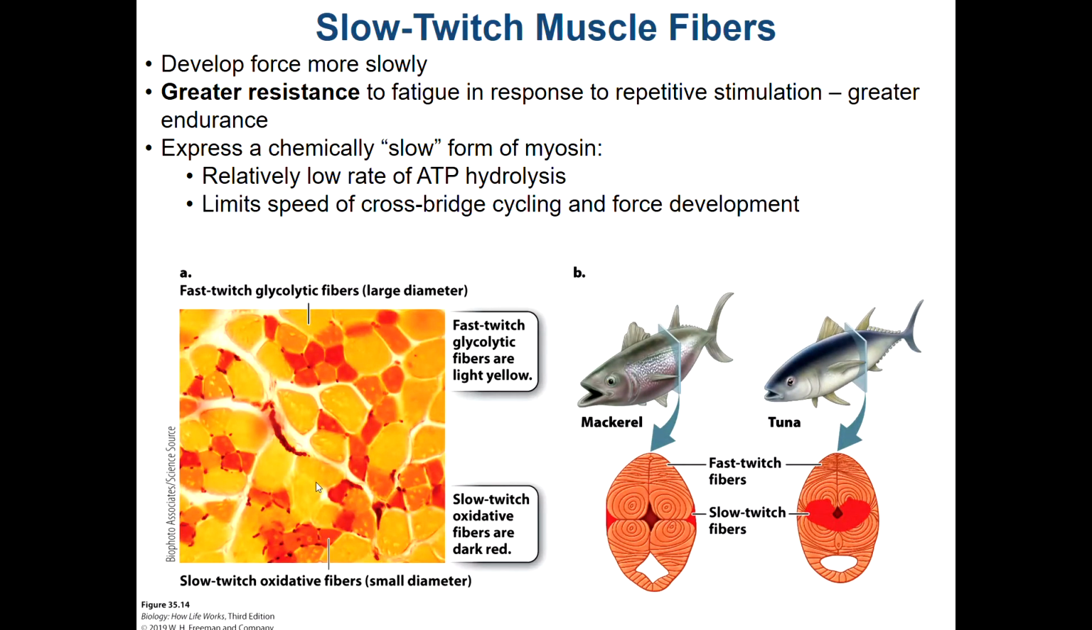So let's talk about each of these types of fibers independently. Slow twitch muscle fibers develop force more slowly. But because they develop force more slowly, they have greater resistance to fatigue in response to repetitive stimulation, which means that slow twitch muscle fibers have a greater endurance. In order to do this, slow twitch fibers express a chemically slow form of myosin. So it has relatively low rates of ATP hydrolysis, but that limits the speed of cross-bridge cycling and force development.